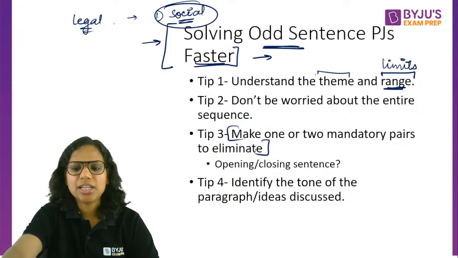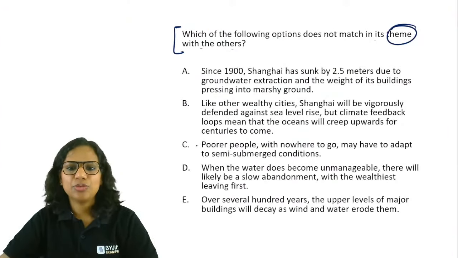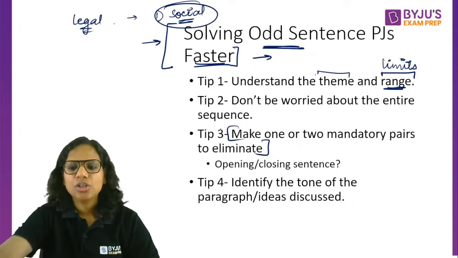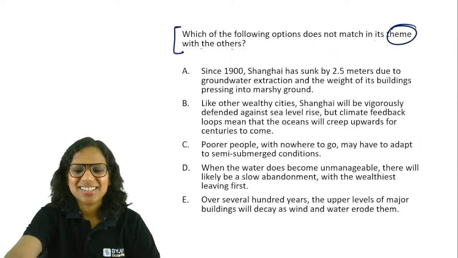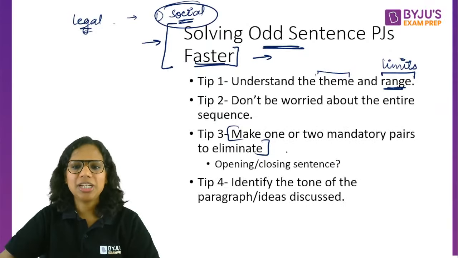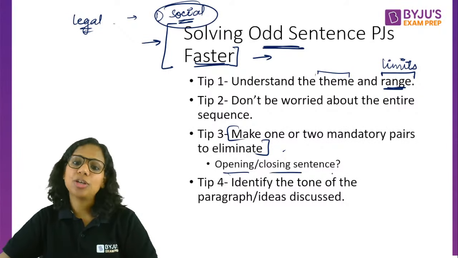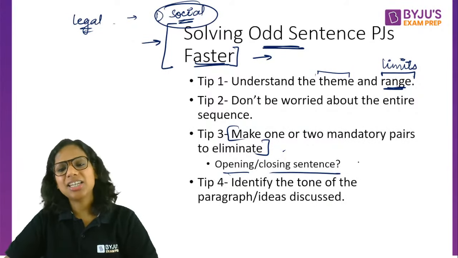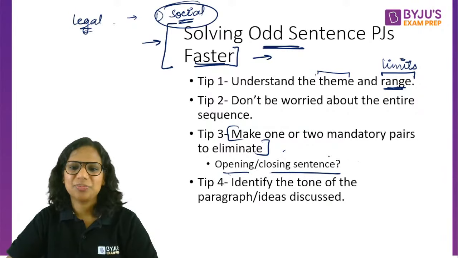So if you realize that, just giving an example, if you realize that D and E make for a pair, in that case, you know that neither D nor E can be the answer. So make 1 or 2 mandatory pairs to eliminate. If you're able to find the opening closing sentence, nothing like it. If not, don't be stubborn about it.